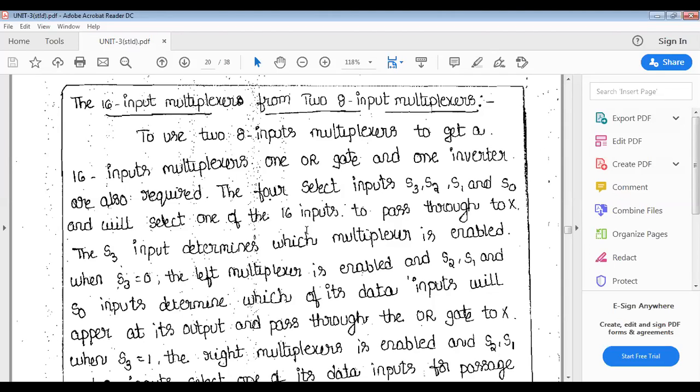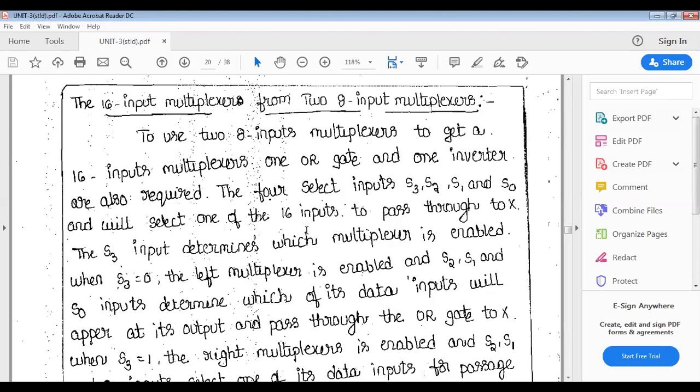For an 8 by 1 multiplexer, there are 3 selection lines. But to design the 16 by 1 multiplexer, it requires 4 selection lines, because 2 power 4 is 16 inputs. So 4 selection lines are required. Already the first 8 by 1 multiplexer has 3, and the second 8 by 1 MUX also has 3.